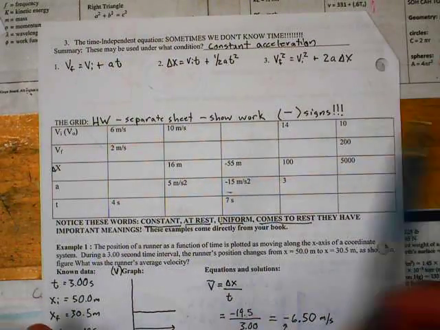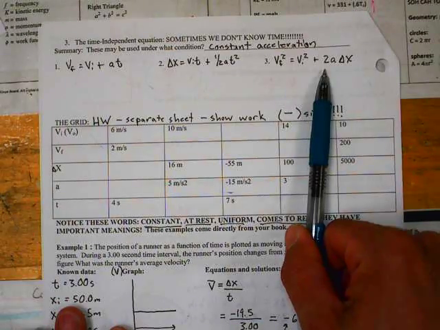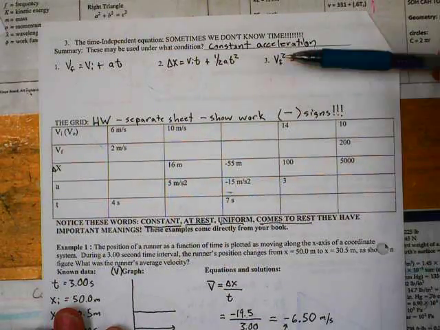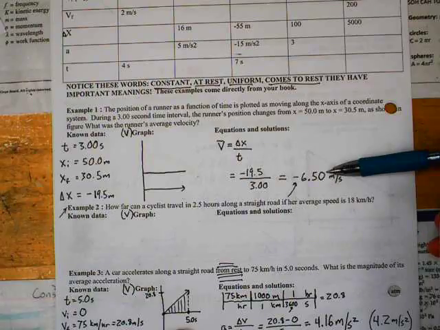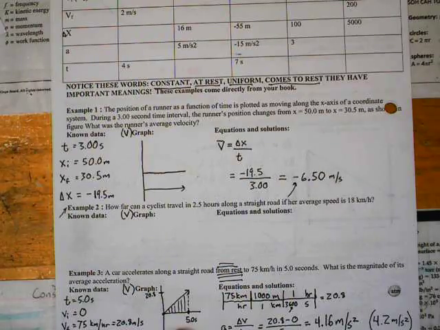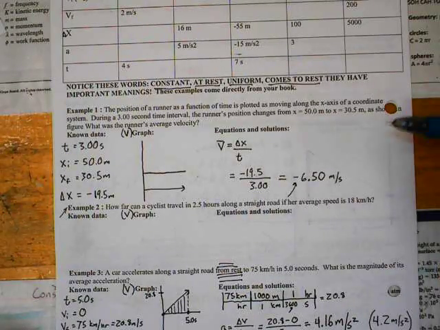Alright, so we have these equations. Okay, we've been working on how to solve things. We did the whole grid, and this example dealt with no acceleration. Nothing was speeding up or slowing down, we just had a constant velocity.